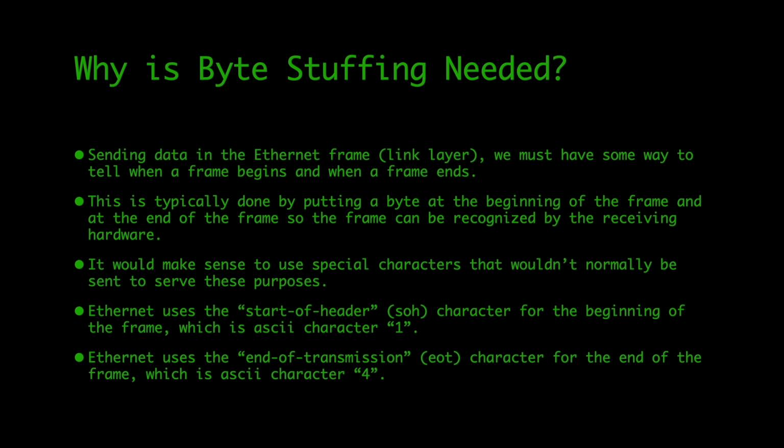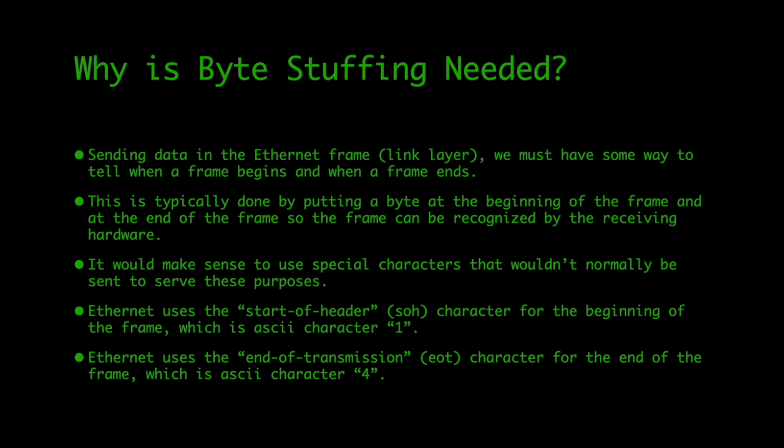When sending data in the Ethernet frame or the link layer, we must have some way to tell when a frame begins and when a frame ends. This is typically done by putting a byte at the beginning of the frame and at the end of the frame so the frame can be recognized by the receiving hardware. It would make sense to use special characters that wouldn't normally be sent to serve these purposes.